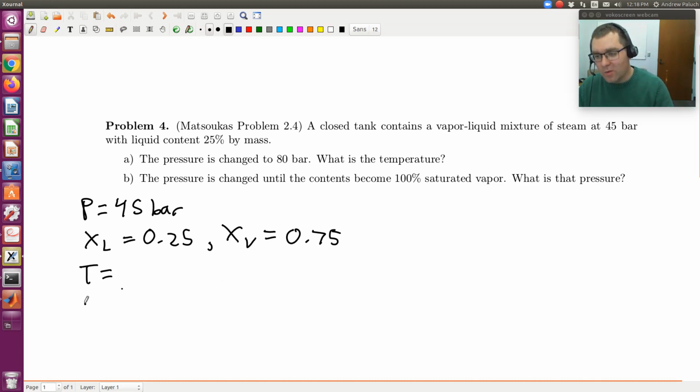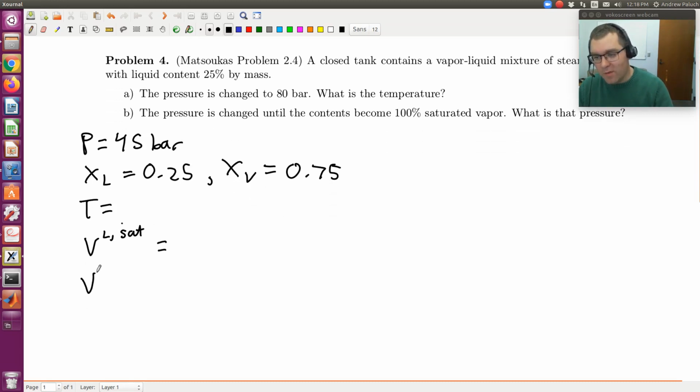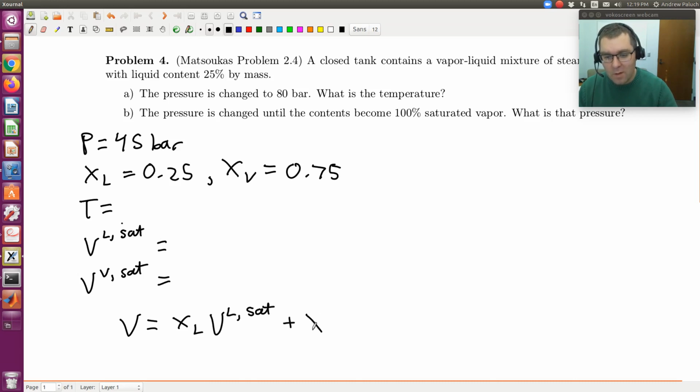And then I'd also like to look up the specific volume of the saturated liquid and the specific volume of the saturated vapor, and then use those two to calculate the specific volume of my system, which is just going to be the corresponding specific volume weighted by its corresponding mass fraction. So XL times VL sat plus XV times VV sat.